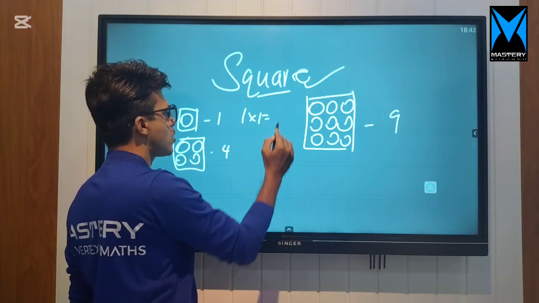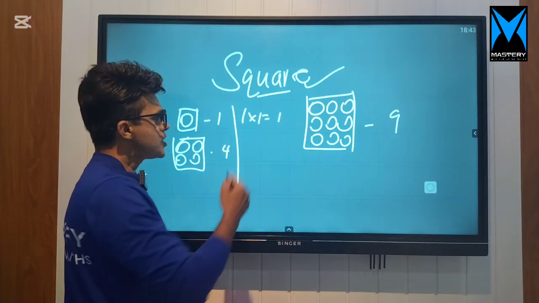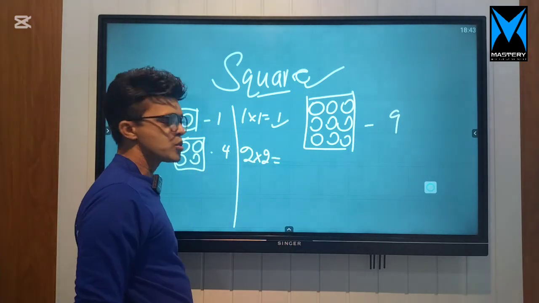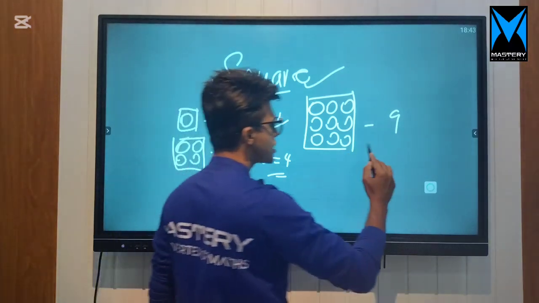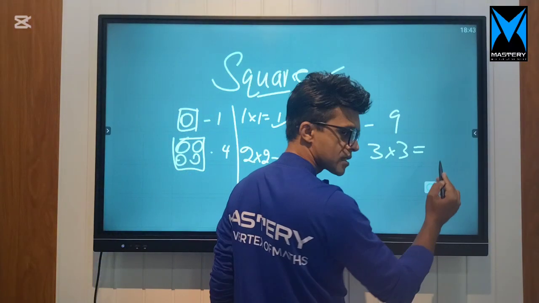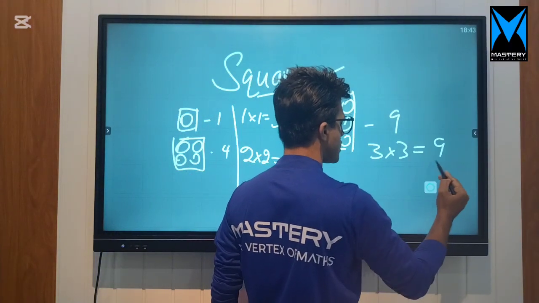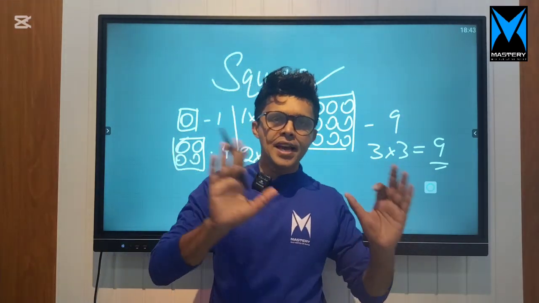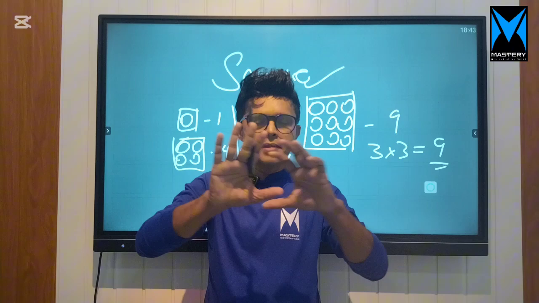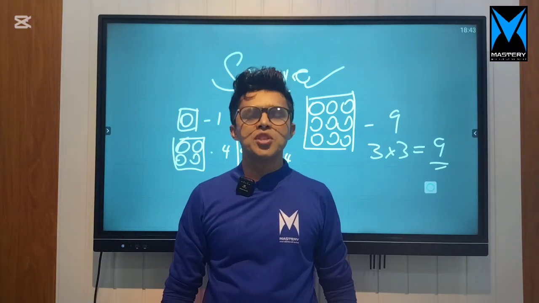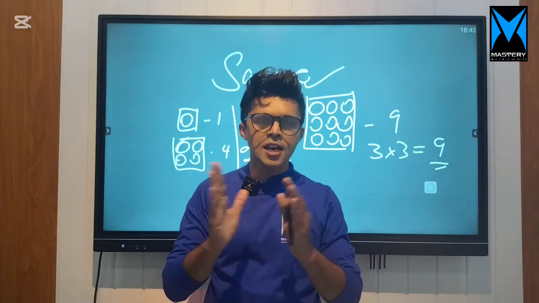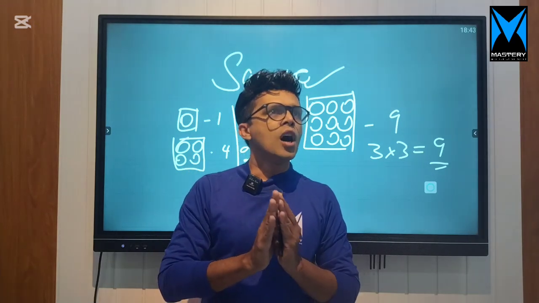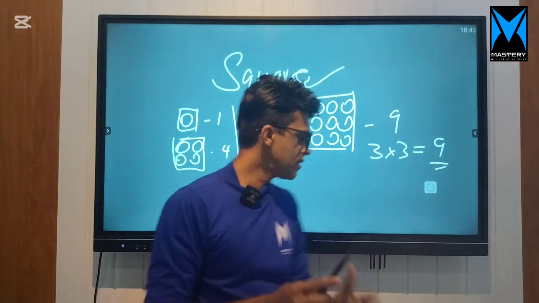So 1 times 1 is 1. This is the first square number. The second square number you could get as 2 times 2 is 4. The third square number is 3 times 3 is... no, you need to multiply. 3 times 3 is 9. So square numbers can be taken by multiplying these numbers, which means the first square number is 1 times 1, the second is 2 times 2, the third is 3 times 3, 9, and the fourth is 4 times 4, 16.